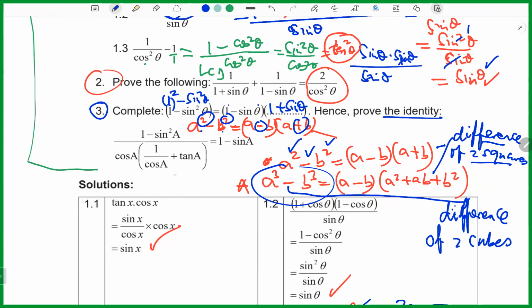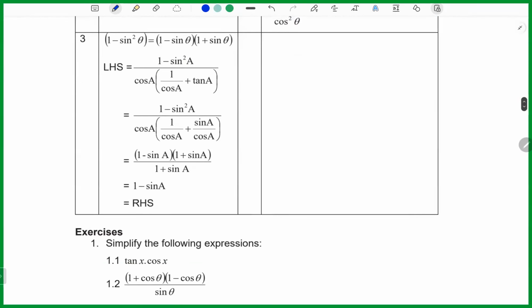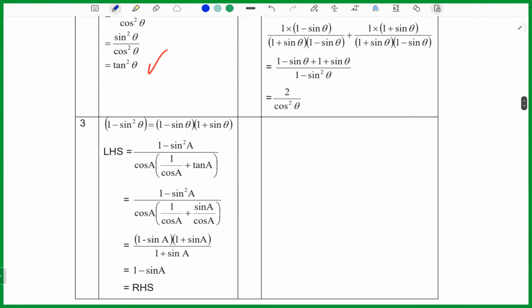Now you need to use that to prove this identity. To prove this identity, it's easier to always start from the complicated side. So you're going to start from the left. Okay, let's just practice with that one. Obviously they've done it there, but we're going to just do a practice of number 3.